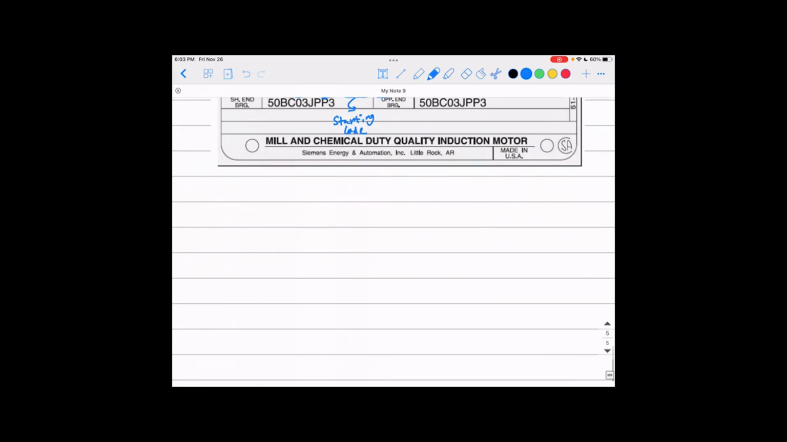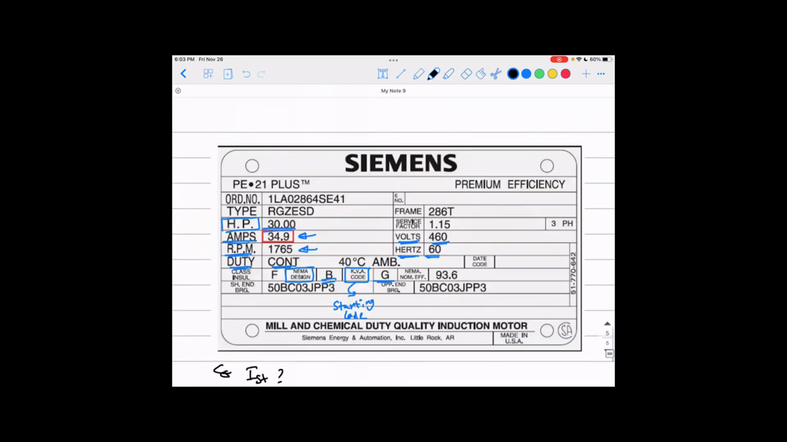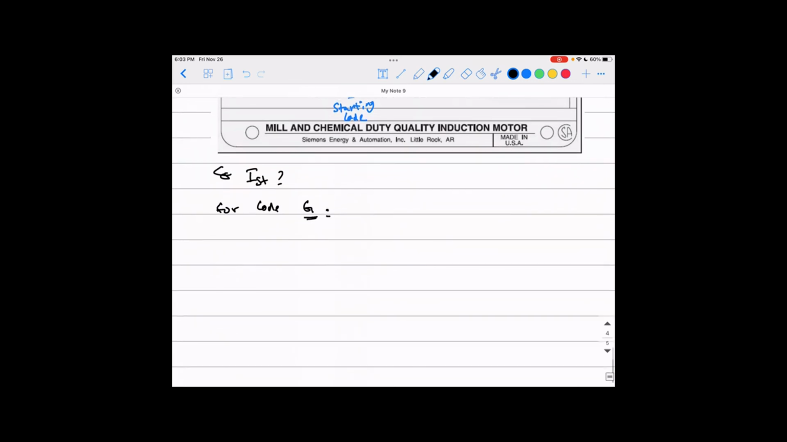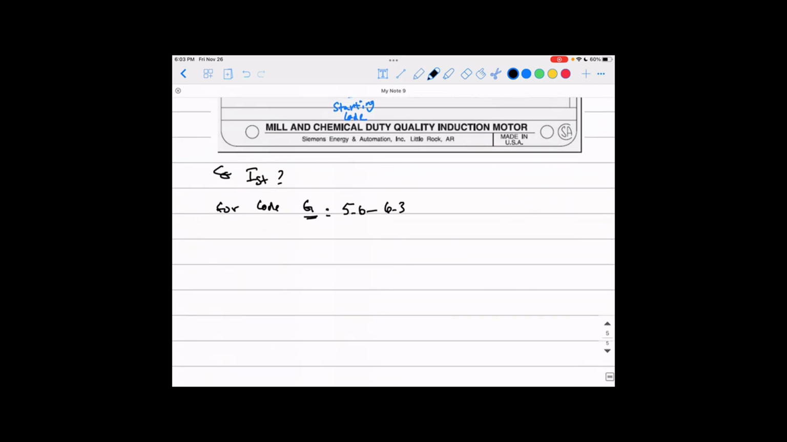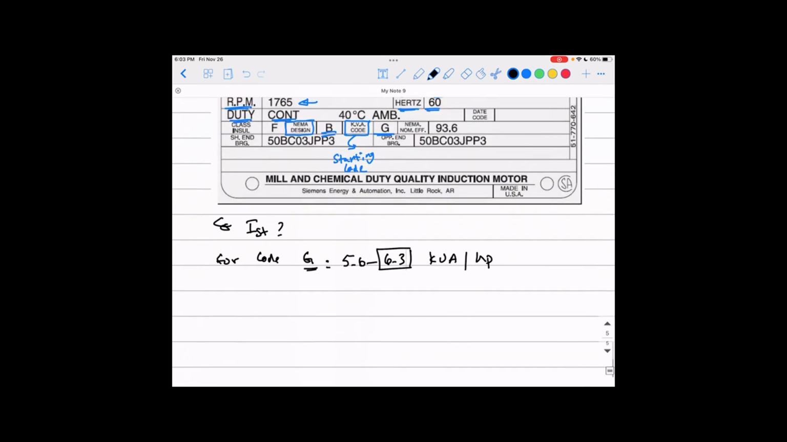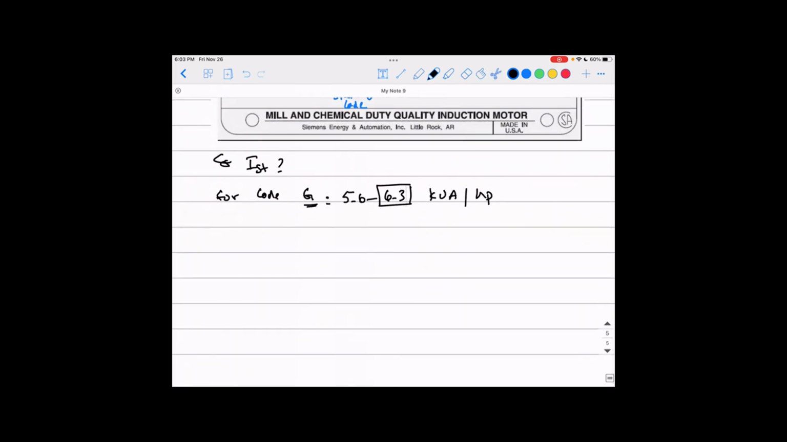Okay guys, so if you want to calculate the starting current for this motor, I'm going to use this row for code G. It is anything between 5.6 to 6.3. I'm going to pick 6.3 because that is the maximum, which is the worst case. The table gives kilovolt ampere per horsepower.